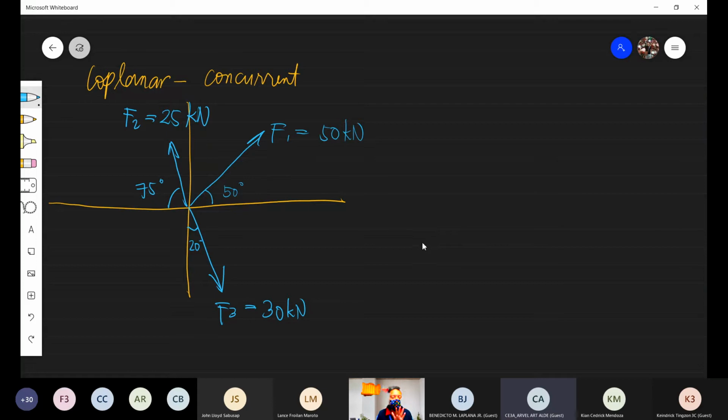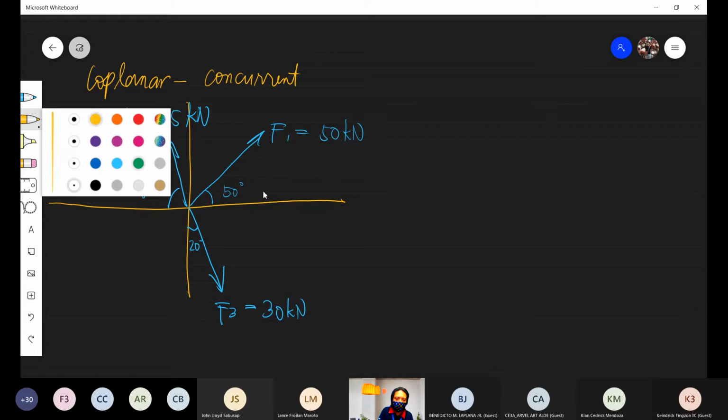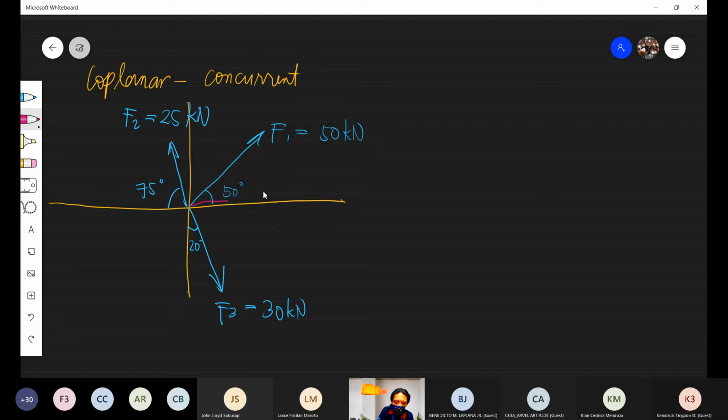Okay. So we get the summation of forces along the vertical line or the x-axis, I mean, sorry, the y-axis, and the summation of the forces along the horizontal line, which is the x-axis. So for you to be able to find the summation of forces, let me refresh you. We get the x component of F1, we name it F1x, right?